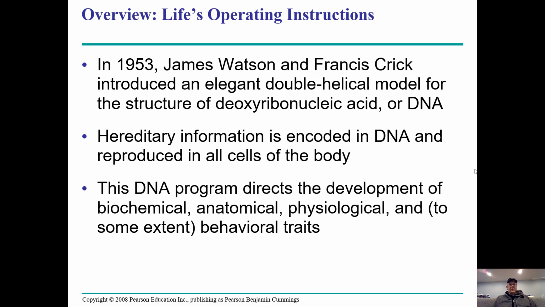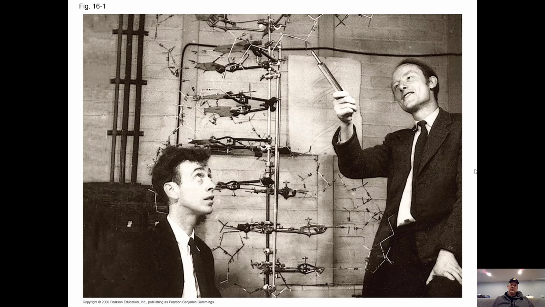The DNA structure wasn't really determined until the early 50s, when Watson and Crick came up with their double helical model of DNA. What we know now is that our heritable information is encoded in DNA and that it's responsible for a lot of our traits, whether it's chemical, physical, or even behavioral.